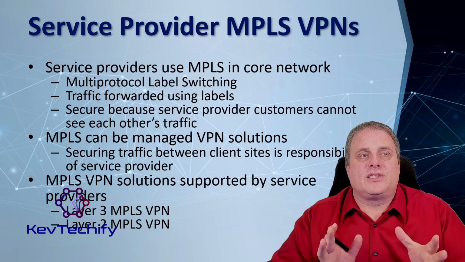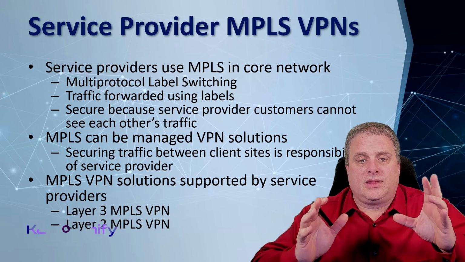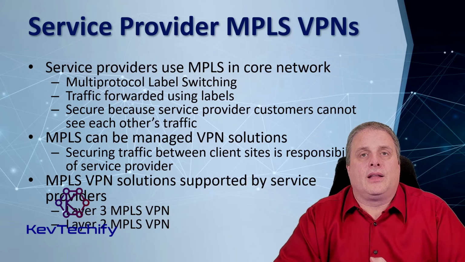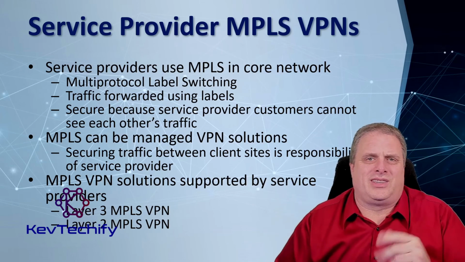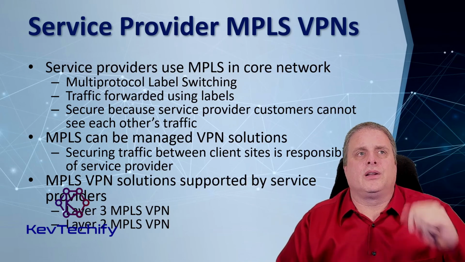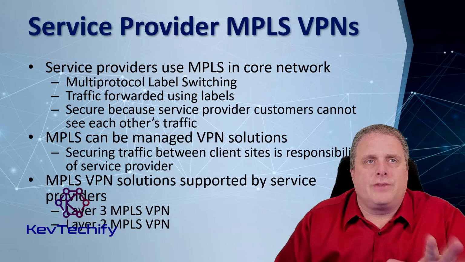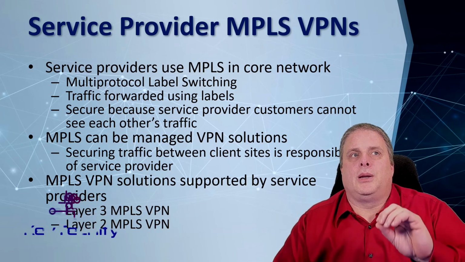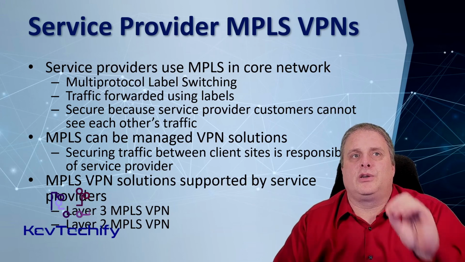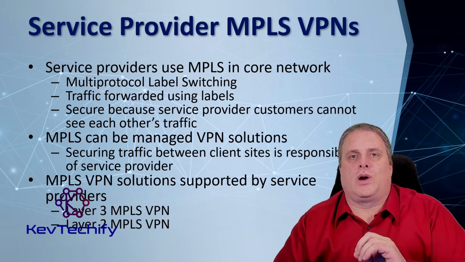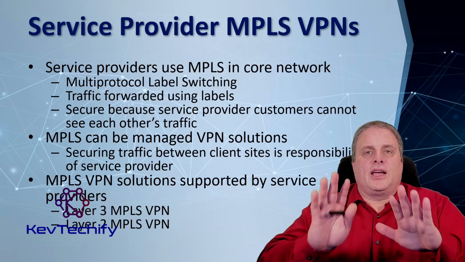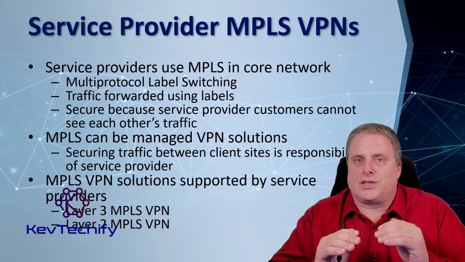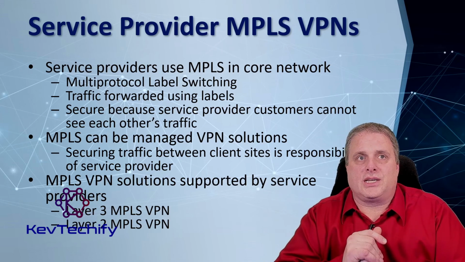Now, MPLS VPNs are typically offered, once again, by your service provider, and there are two basic types: layer 3 and layer 2. With layer 3, the service provider participates in customer routing by establishing peering between the customer routers and the provider's routers. They provide that peering and layer 3 IP addressing, IP version 4 and IP version 6.